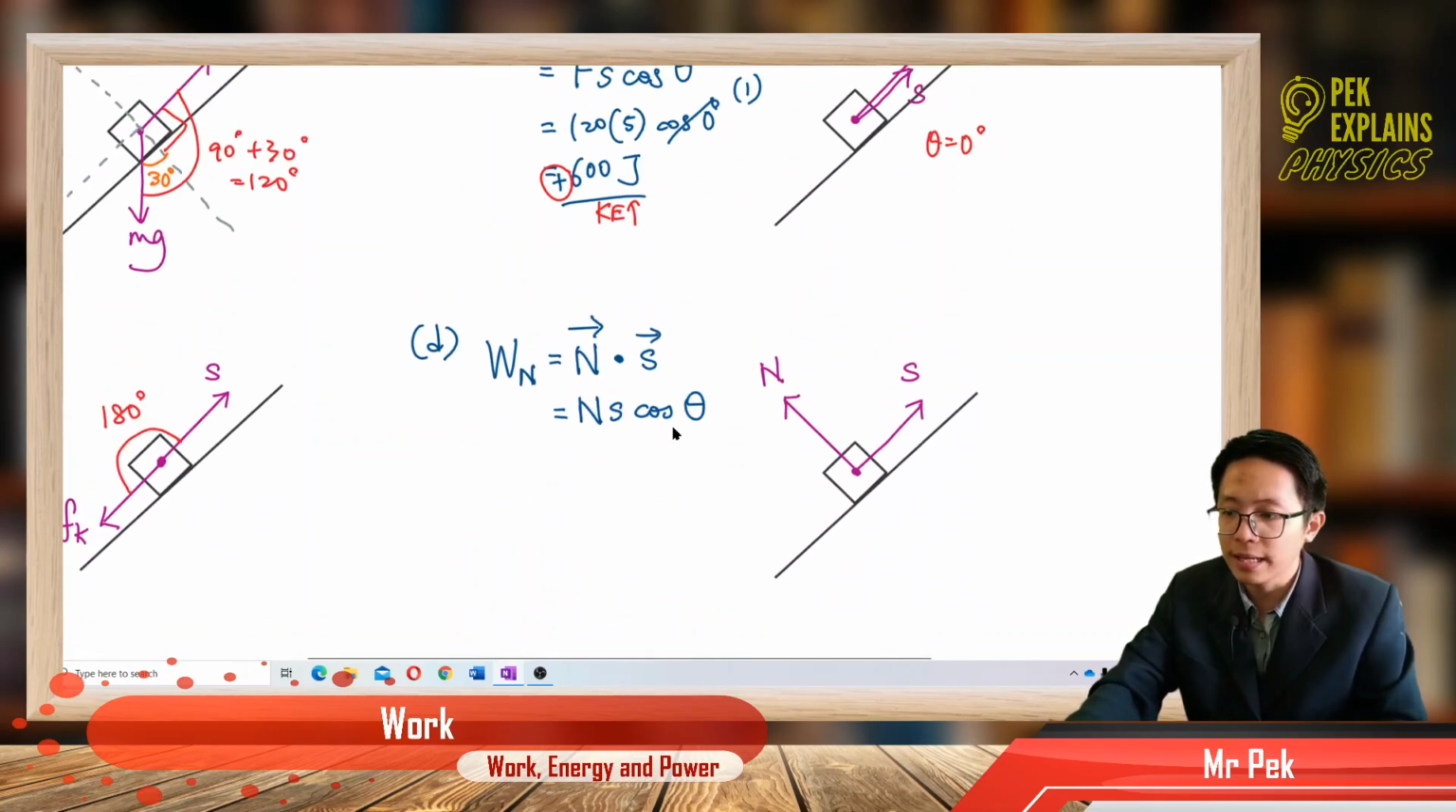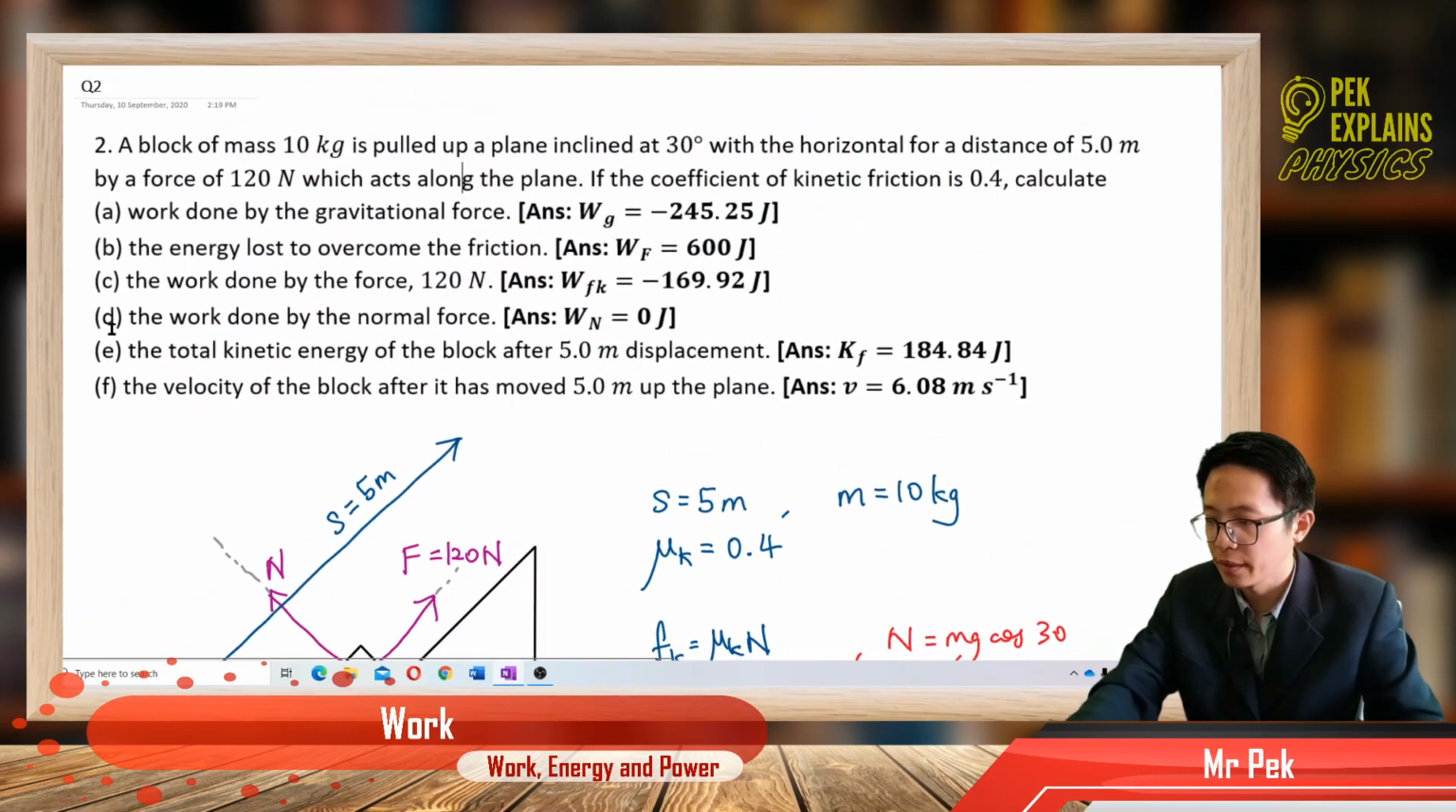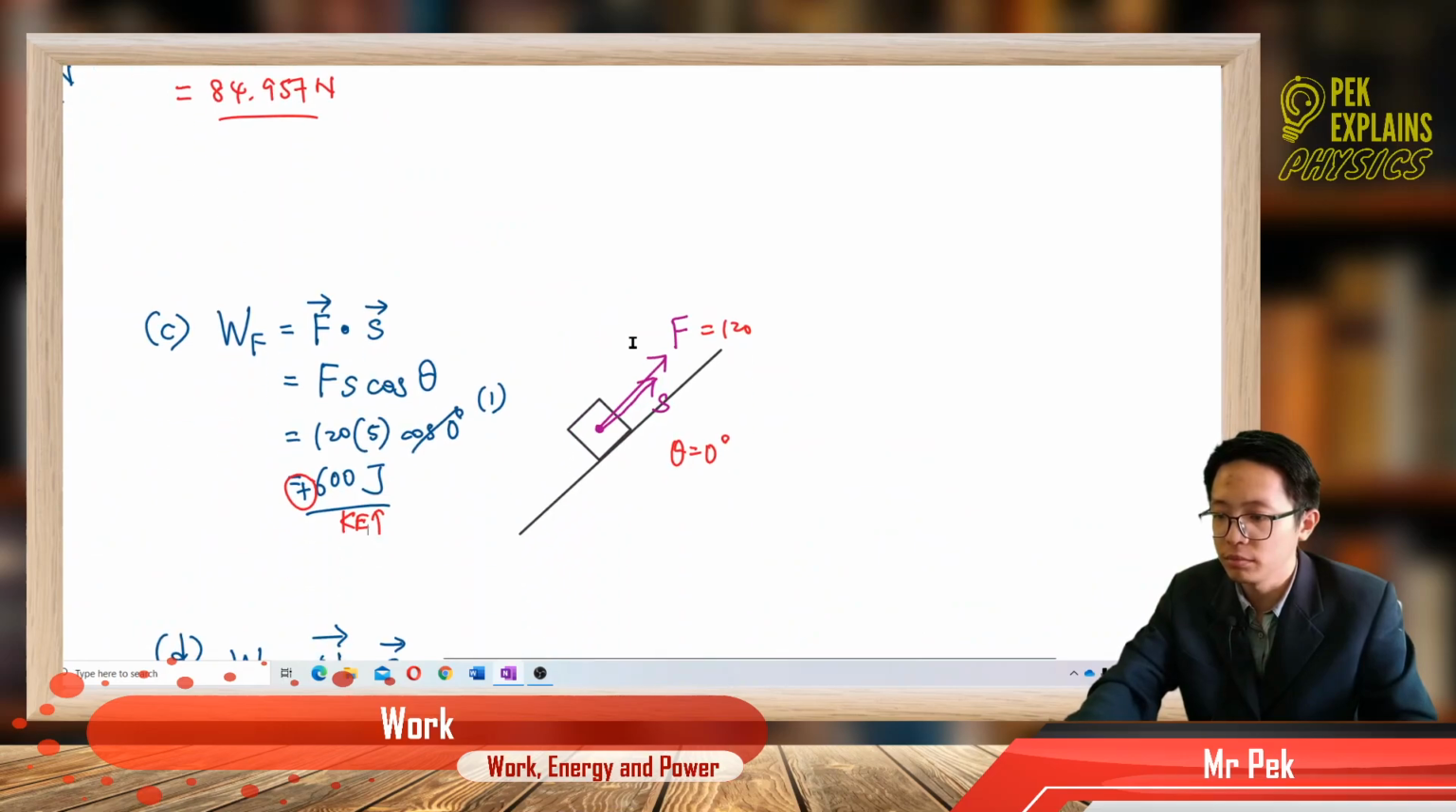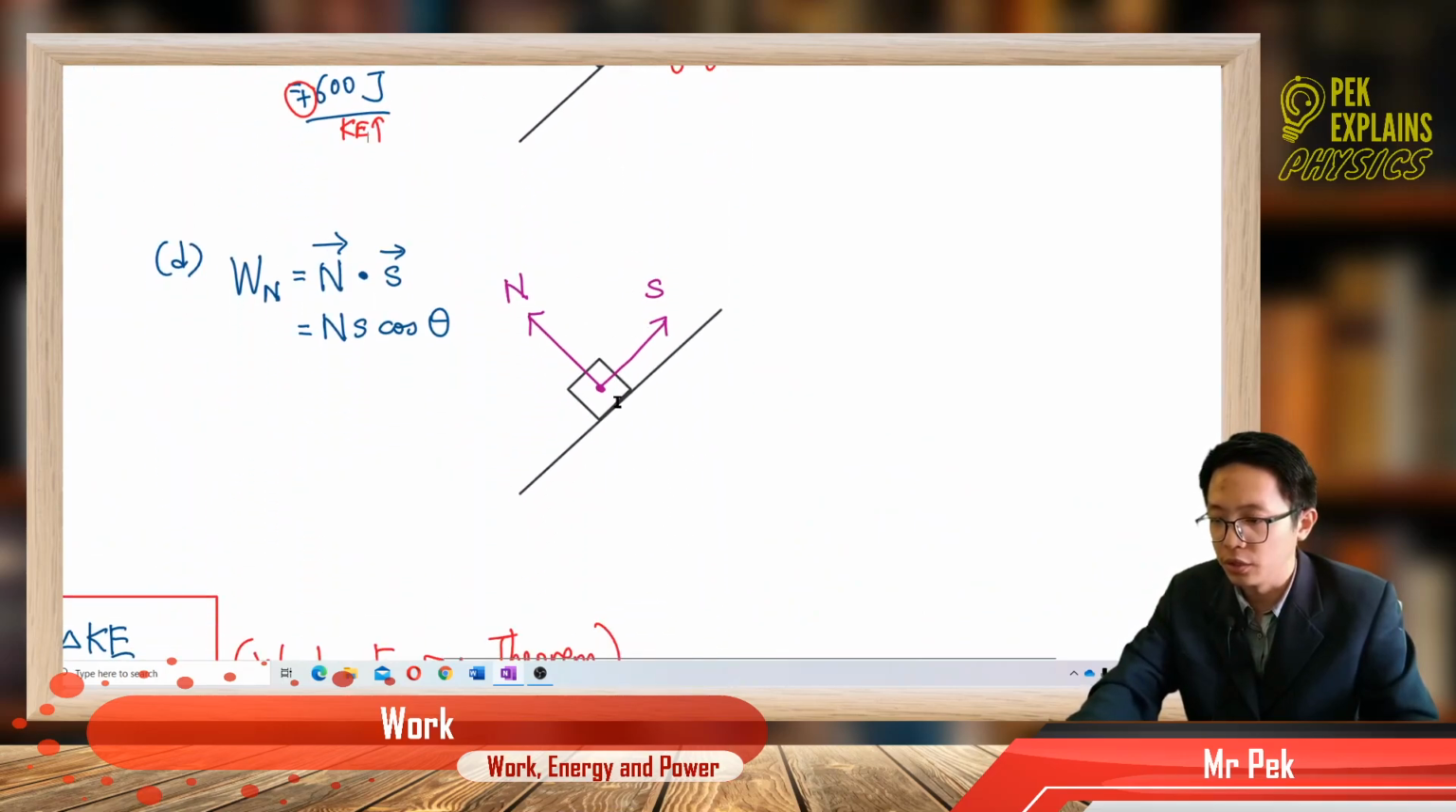And lastly, we have the normal force. Calculate the work done by the normal force. Okay, let's draw the normal force and the displacement. The work done is labeled as Wn, work done by normal force. The normal force dot displacement, or N s cos theta. Now we have this diagram, we can get the angle theta. For this one, the normal force and the displacement is 90 degree.